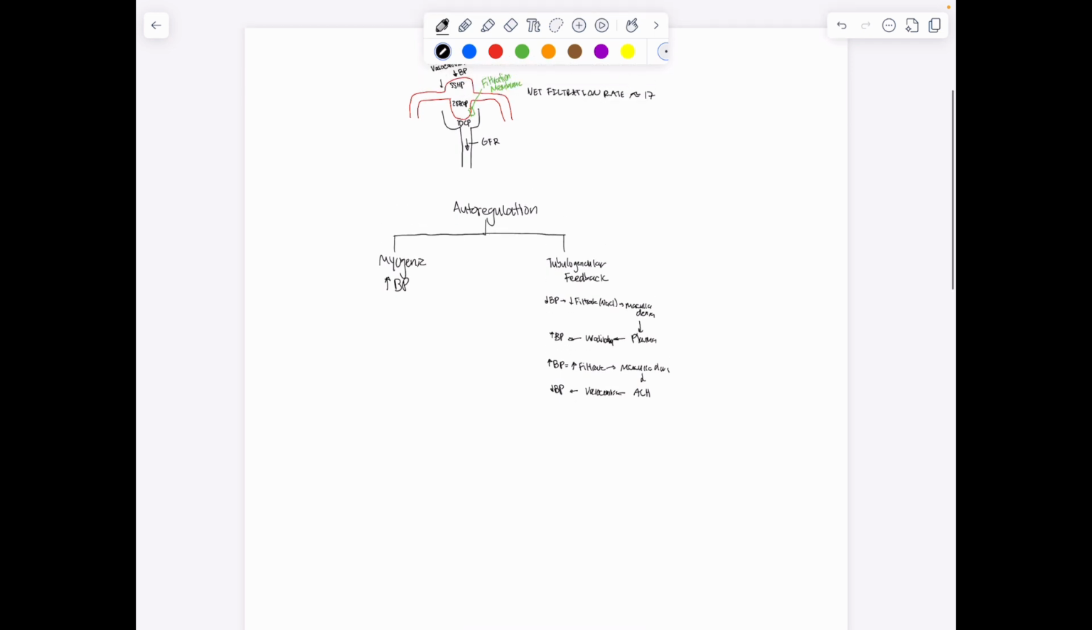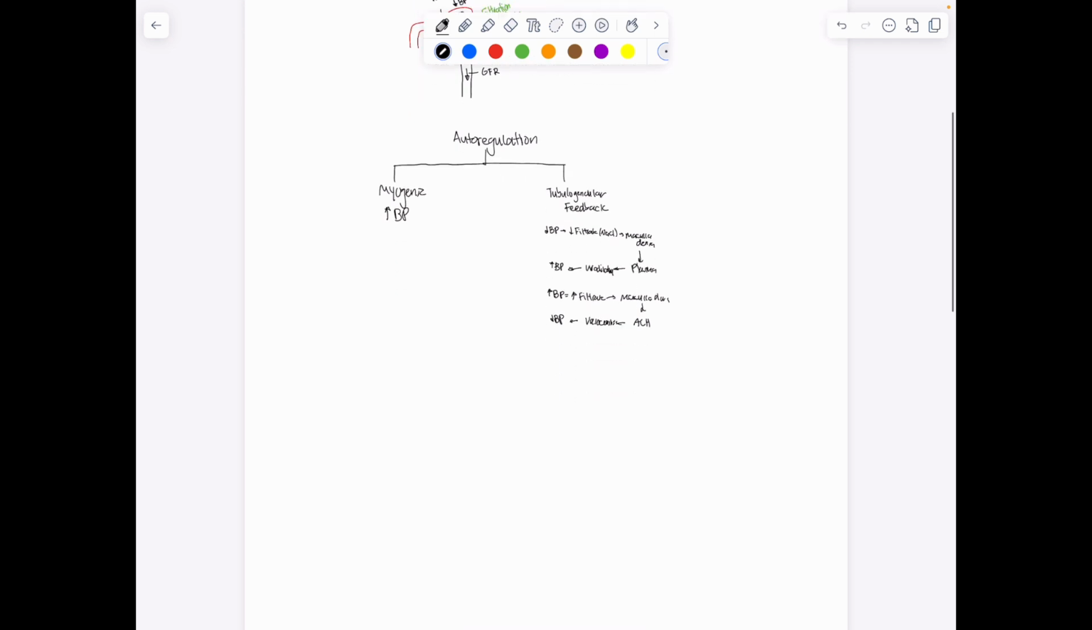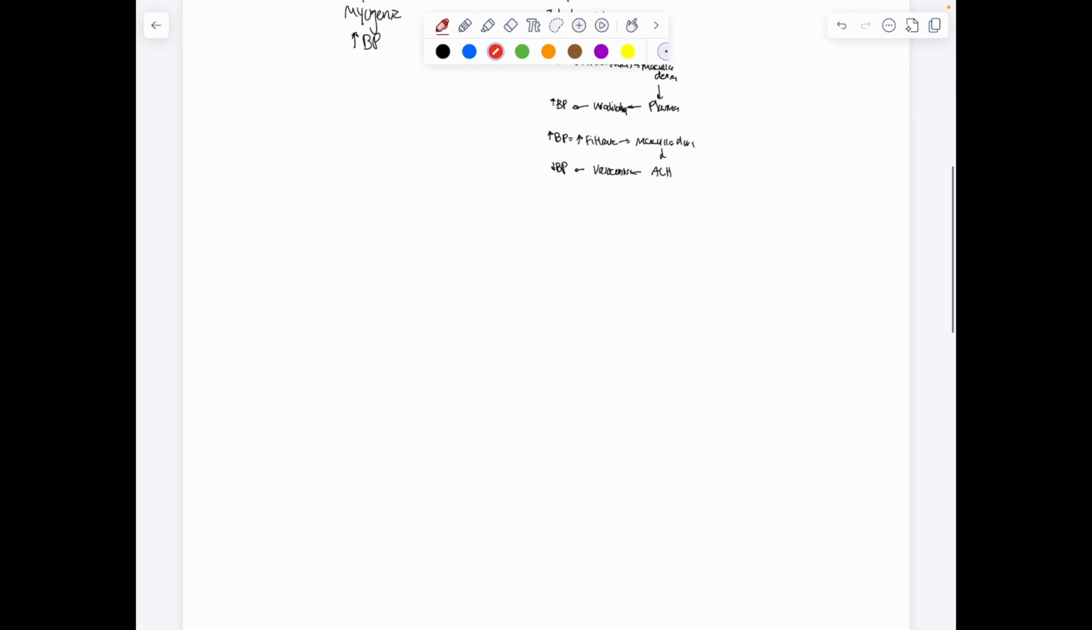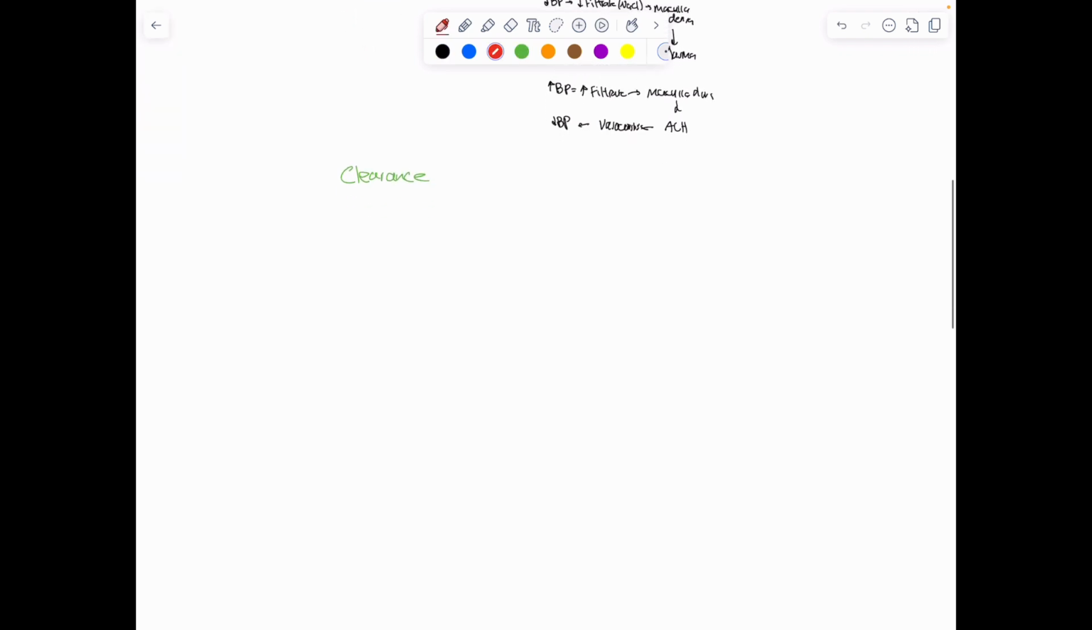And so the next thing we need to talk about is clearance. And clearance is very important as it checks the function of our kidneys. And so I'm going to draw here our glomerulus Bowman's capsule again.